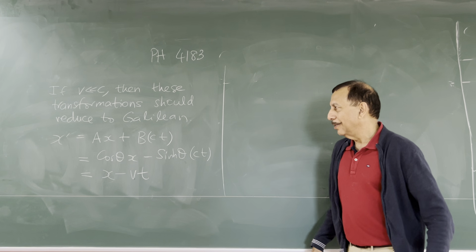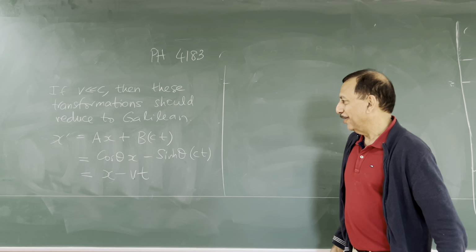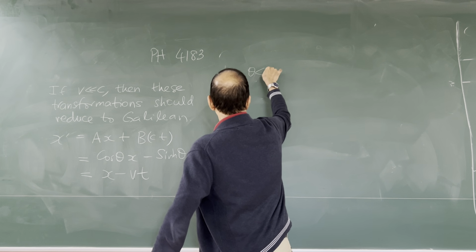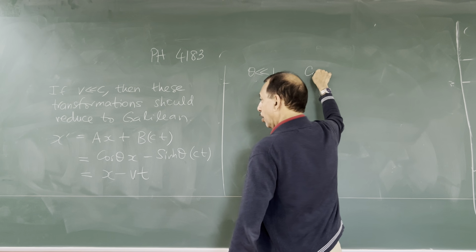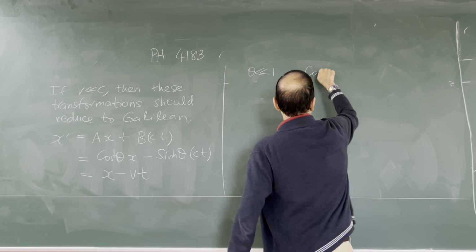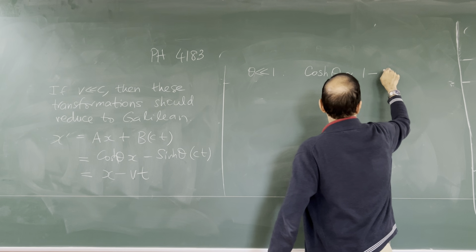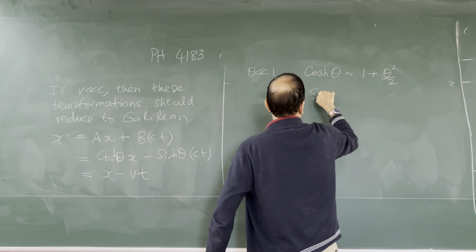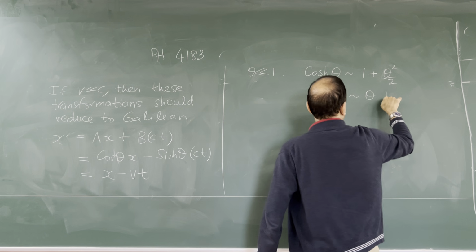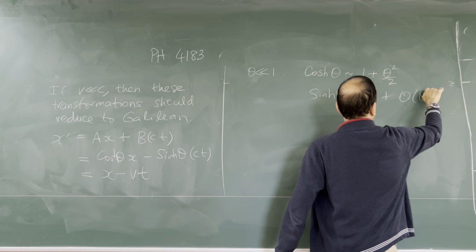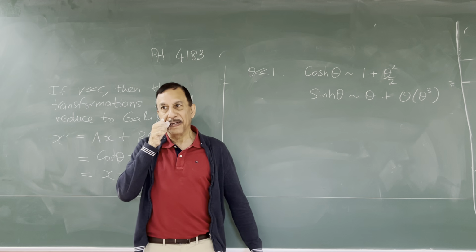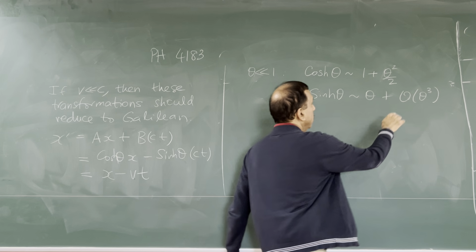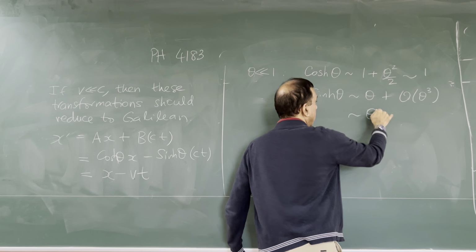Good. So, to compare these, we take theta less than 1, and we have a very nice fact that cosh of theta goes like 1 plus theta squared by 2, and sinh of theta goes like theta plus some terms of order theta cubed. If you study these functions, you'll see this is an even function and this is its expansion. And so for very small theta, this is 1 and this is theta.